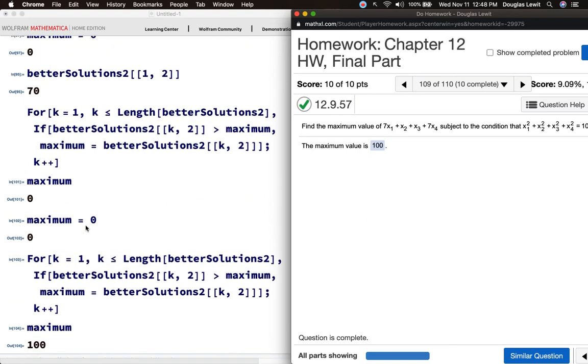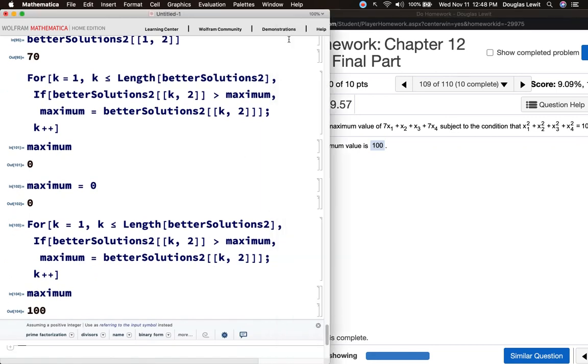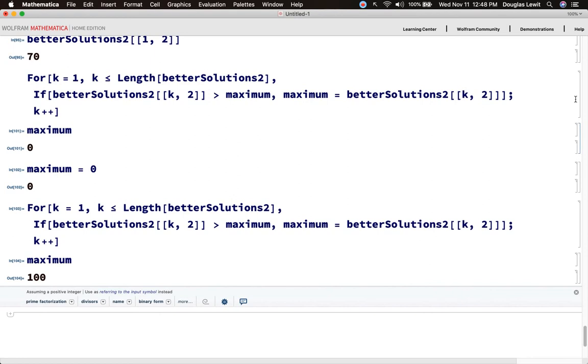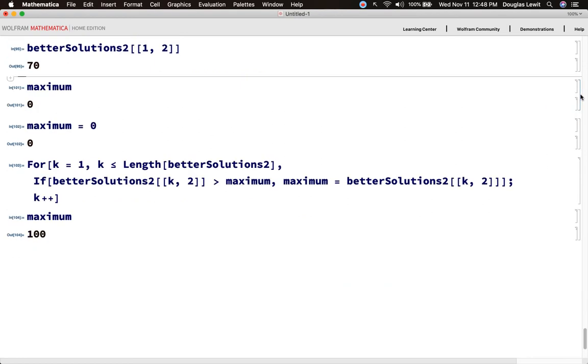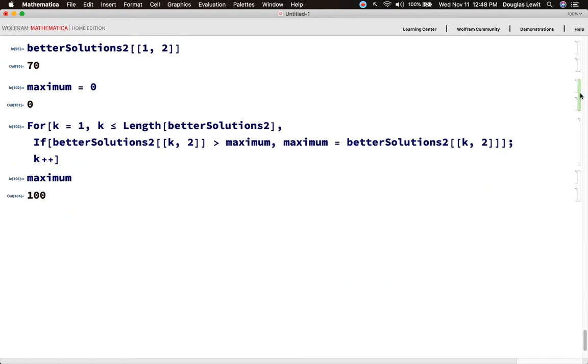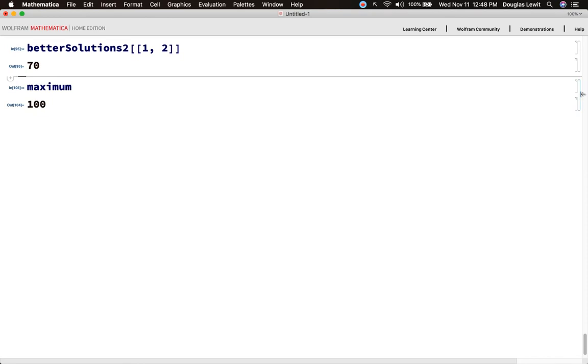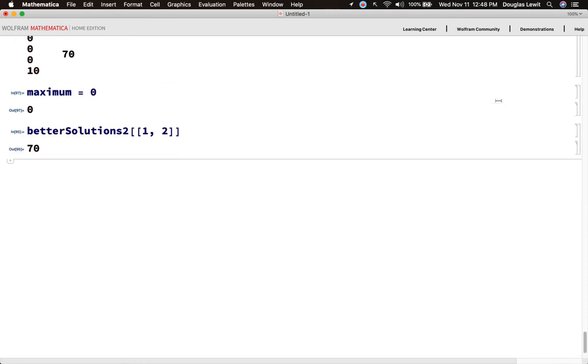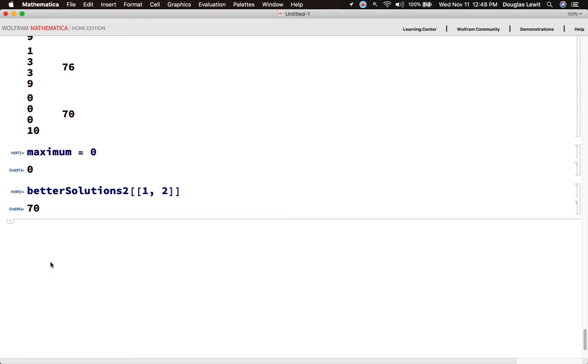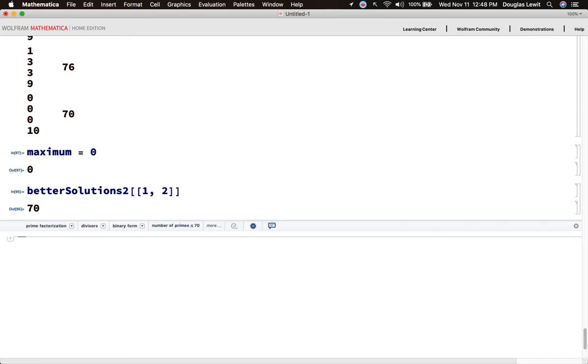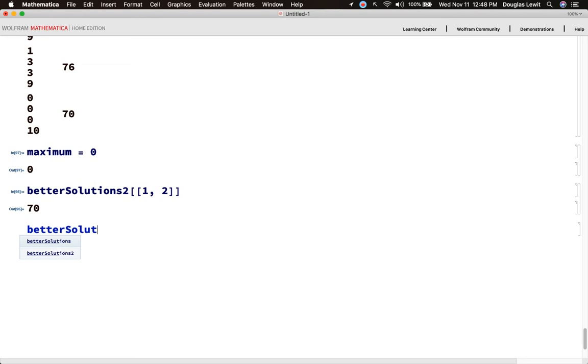All right. So if I'm going to erase this, let's say I was going to erase this. Okay, let's start this over because the way that I did it was probably a little confusing. Okay. betterSolutions. Let's look at the first answer.